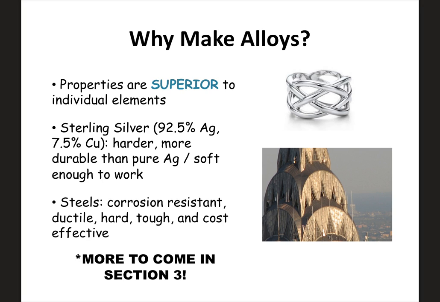For example, sterling silver, which is mostly silver with a little bit of copper mixed in, is harder than regular silver, but it's soft enough to still work with. It's going to be more durable, makes it perfect for using in jewelry. Okay, it's much better than using regular silver alone. Steel's much better than using just iron. It's going to be corrosion resistant, it's going to be hard, tough, and it's also going to be cost effective.